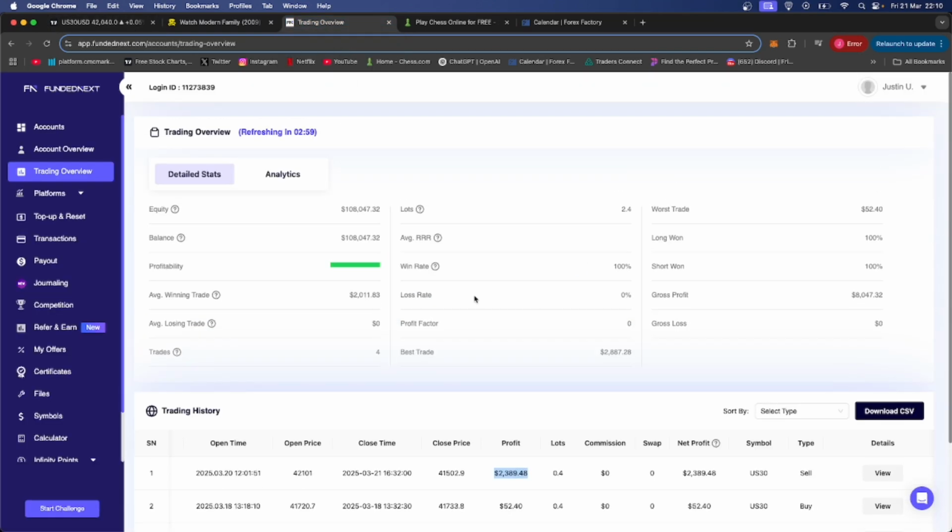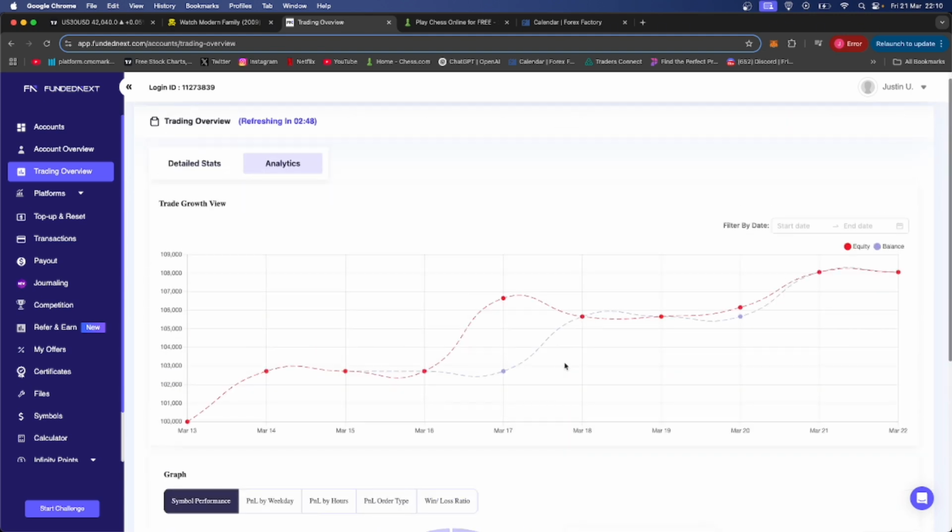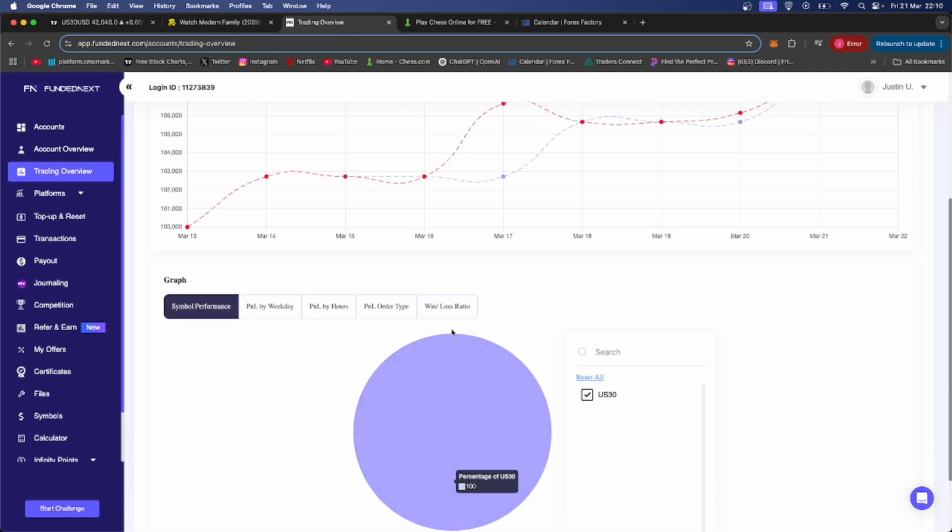and I've managed to successfully pass this challenge with 100% win rate. 100% longs, 100% shorts won. Not really much drawdown. It's literally a steady increase up, and I only traded US30 on this.